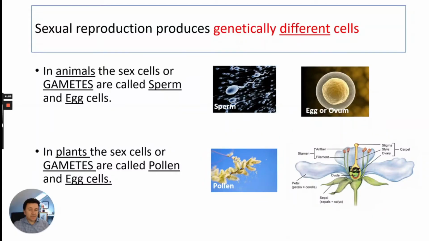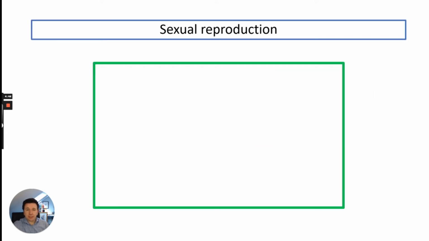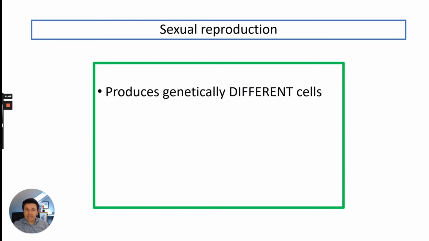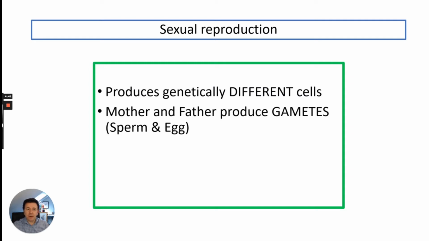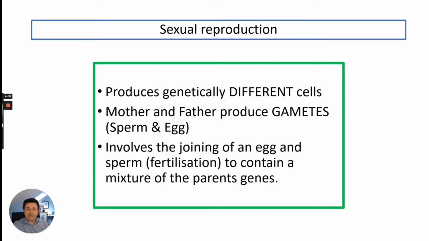So in animals, the sex cells or gametes are known as sperm and egg cells. In plants, the sex cells or gametes are called pollen and egg cells. Sexual reproduction produces genetically different cells. Mother and father produce gametes such as sperm and egg, and it involves the joining of an egg and sperm, known as fertilization, to contain a mixture of the parents' genes.